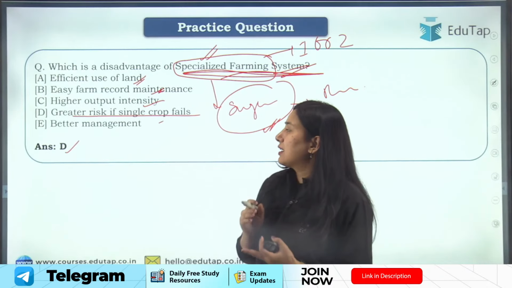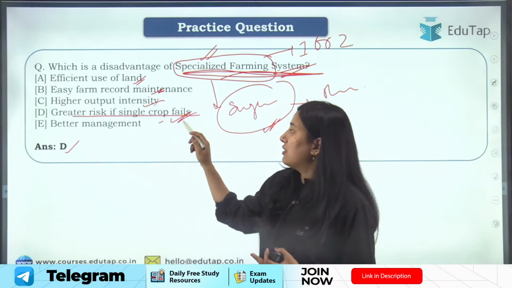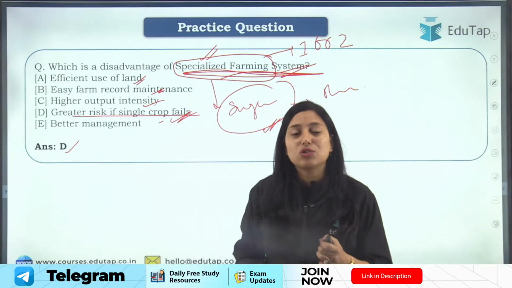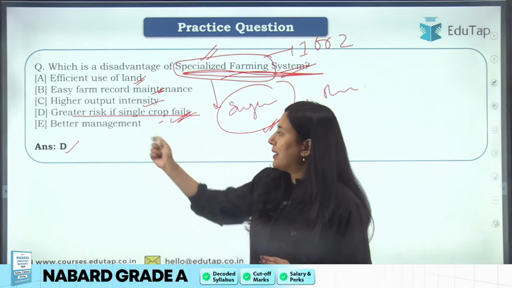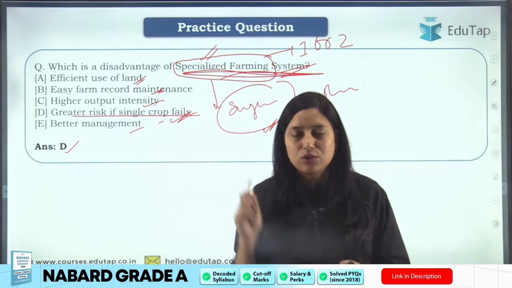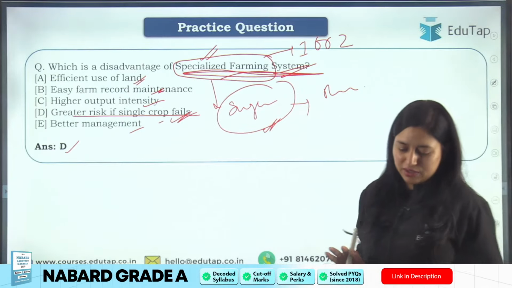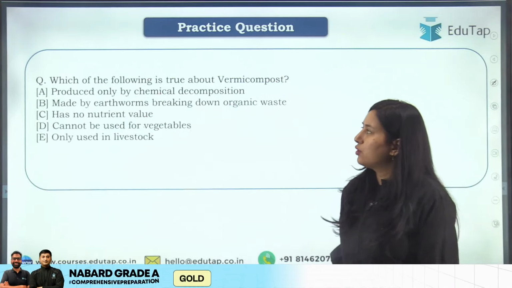Higher output intensity, yes, क्योंकि स्पेशलाइज्ड है, उसके पास सारे टूल्स, इंप्लीमेंट, टेक्नोलॉजी ऑलरेडी प्रेजेंट होगी. Greater risk if single crop fails. Yes, that is the disadvantage. अगर शुगर केन में स्पेशलाइज्ड है तो शुगर केन अगर फेल हो गई तो फिर बहुत ज्यादा रिस्क भी है. Clear? And better management. So that is the advantage of specialized farming, not disadvantage. Clear? Okay, with this, moving to the next question.